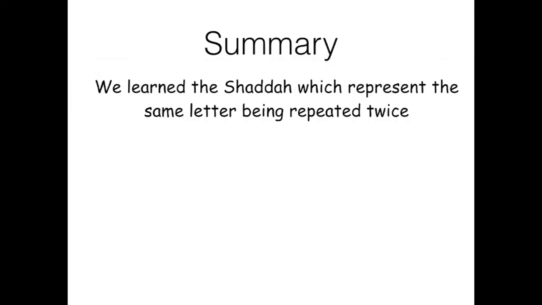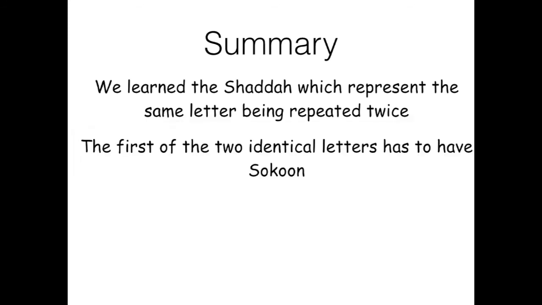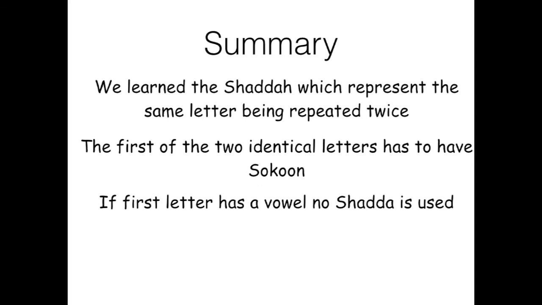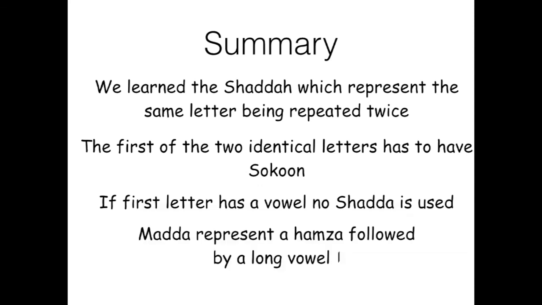To summarize what we learned today, first, the Shaddah, which represents the same letter being repeated twice in a row, the first of which has to have a sukoon. But if the first of the two letters doesn't have a sukoon, we don't use a Shaddah, we keep the two letters. Then we learned Maddah, which represents a hamza followed by a long vowel alif. That's the end of the lesson. See you in lesson number 16.